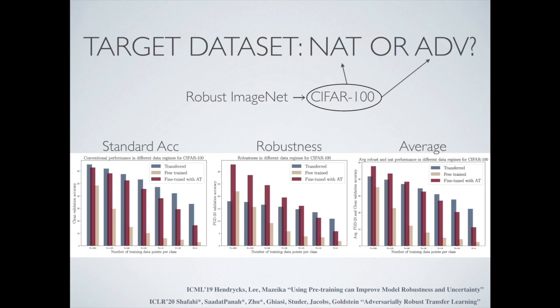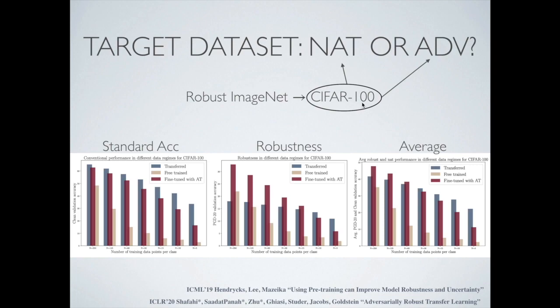To compare the two approaches, let's look at the case where we start from a robust source ImageNet model and we want to transfer to CIFAR100. In our case, we are only going to train the last layer, the classification layer, on natural examples from CIFAR100. In the other case, we would like to fine-tune all the layers on adversarial examples from CIFAR100, or in other words, we would like to do adversarial training to fine-tune all layers.